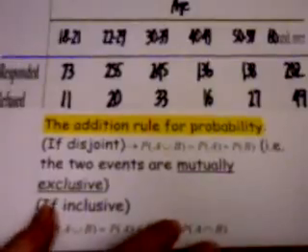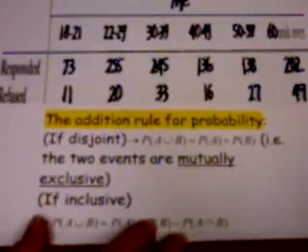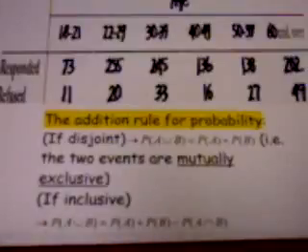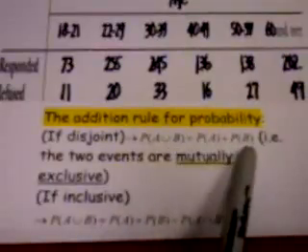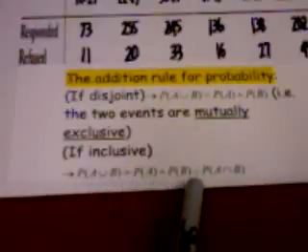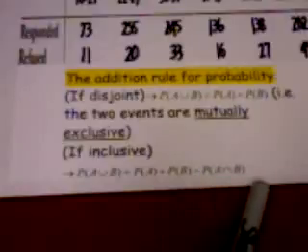Now the addition rule states basically two things. If the events are disjoint, or what we call mutually exclusive, which means you can't be both at the same time, then how you find the probability of A or B, remember the union symbol stands for or, is the probability of A plus the probability of B. If the two events are inclusive, okay, which means you can be both at the same time, then you find the probability of A or B by doing the probability of A plus the probability of B minus the probability of the intersection of A and B.